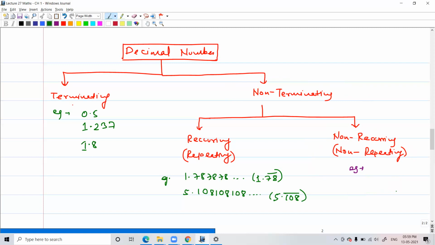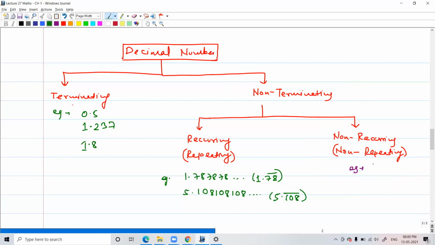Sir, then 1.987654. Yes, 1.987654, keep on going, with different numbers keeps coming. Okay, and it should not end at all. It should keep on going infinitely. But it's not possible to write numbers like that. 0.1010010001, like that, sir. Yeah.